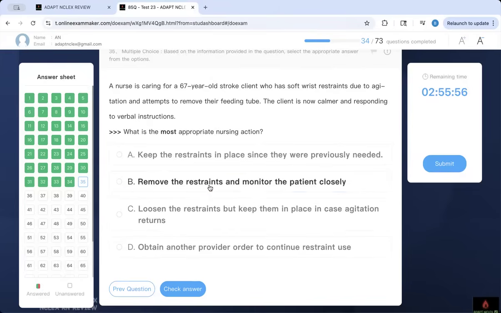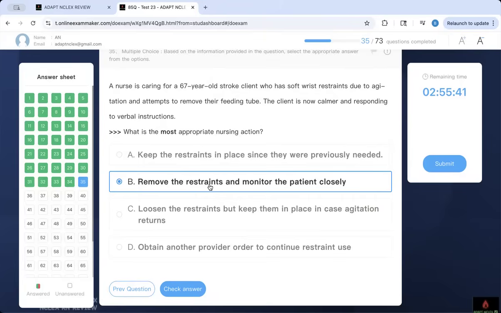I can tell you, you should remove the restraint and monitor them. You use it when you need it. You don't need it right now. It's fine. If you keep the restraint, then that means you are committing battery. They're not supposed to be in the restraint because they don't do anything anymore. Obtaining a provider order to continue with the patient, you don't need the restraint. Always assess for the necessity of the restraint. All the answers are talking about keeping it, even though there's no necessity to keep it.